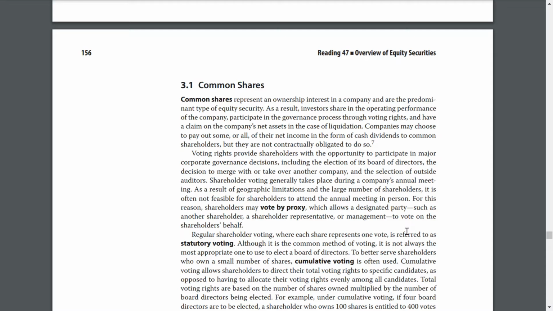Voting rights provide shareholders with the opportunity to participate in major corporate governance decisions, including the election of a board of directors, the decision to merge with or take over another company, and the selection of outside auditors. Shareholder voting generally takes place during a company's annual meeting. As a result of geographical limitations, there is a large number of shareholders, and it is often not feasible for shareholders to attend annual meetings in person.